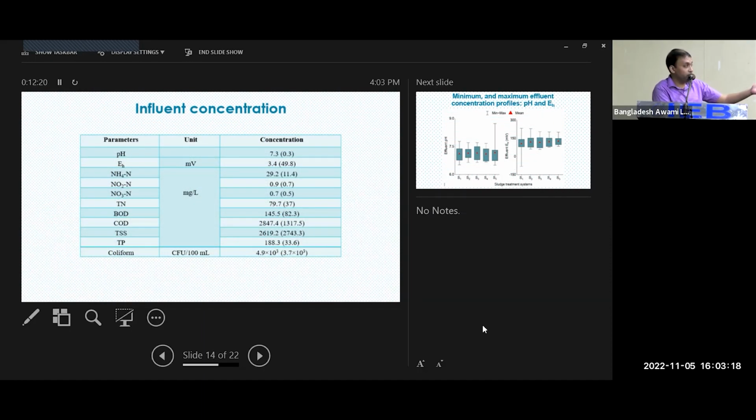Look at the sludge properties, like ammonium, BOD, COD. Look at the COD, somewhere around 3000 milligram per liter, but the effluent discharge limit is only 20 milligram per liter. So the concentration of sludge here is 100 or maybe 200 times higher than the discharge criteria. So this is extremely dangerous for the environment.